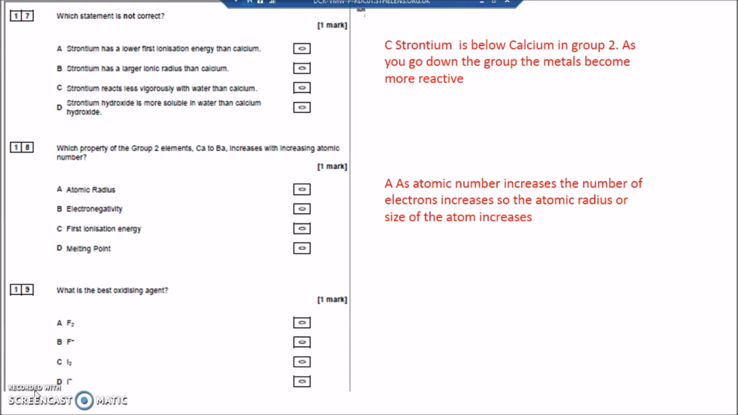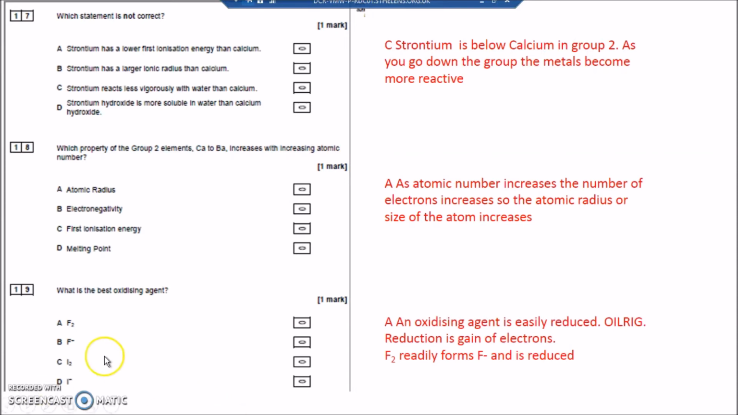Which is the best oxidizing agent? So you've got to remember what an oxidizing agent is. An oxidizing agent causes reduction. OIL RIG: reduction is gain of electrons. So F2 readily forms F-, going from oxidation state 0 to -1. It's being reduced. Therefore, it's causing something else to be oxidized. It's a very good oxidizing agent. Your answer is A.